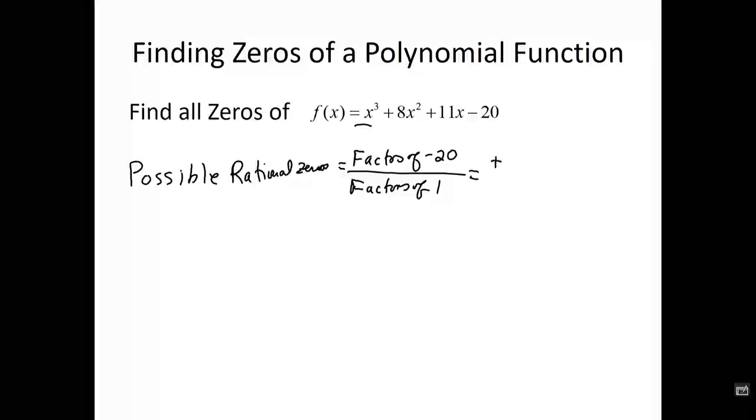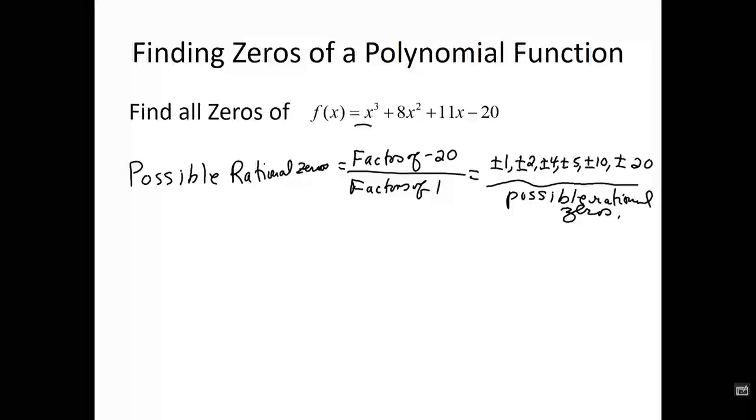so we have plus or minus 1, plus or minus 2, plus or minus 4, plus or minus 5, plus or minus 10, and plus or minus 20. All right, factors of 1, of course, 1. All right, so these are the possible rational zeros.